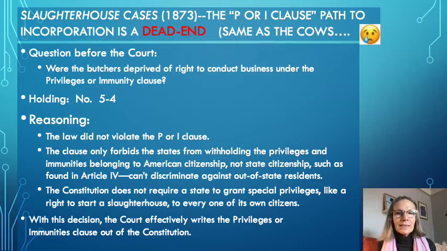As it says at the start, the P or I clause path to incorporation is a dead end, same as the cows, sad face, because all the cows and hogs died. With this decision, the court effectively gutted the Privileges or Immunities Clause. They basically wrote it out of the Constitution, and it's been rarely used, if ever used, since.